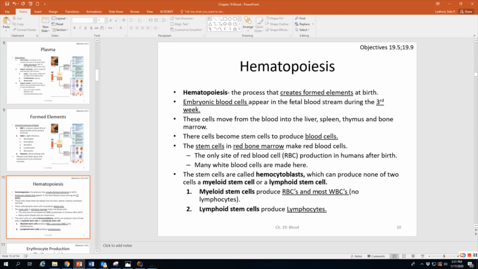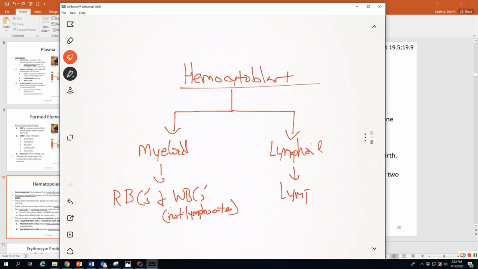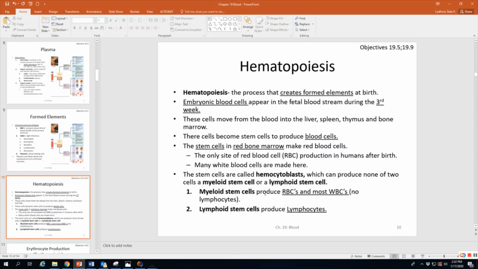Myeloid stem cells will go on to make red blood cells, RBCs, and WBCs. Let's write a caveat, not lymphocytes. I can't write with my iPad sometimes. Not lymphocytes. Lymphoid stem cells will make lymphocytes. So now we've got red blood cells, white blood cells that aren't lymphocytes, and lymphocytes. That is all formed elements almost, isn't it? Let's see. RBCs, most WBCs, no lymphocytes. Now, lymphoid stem cells will go on to make lymphocytes.